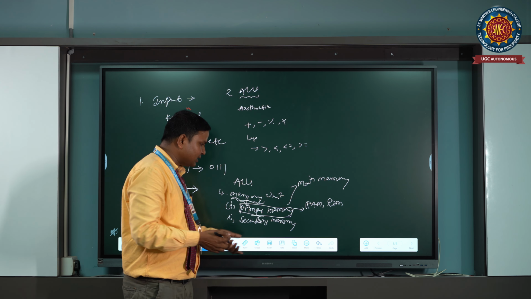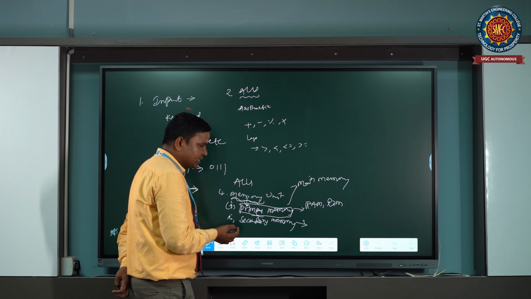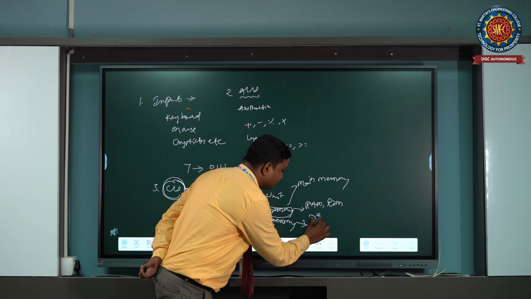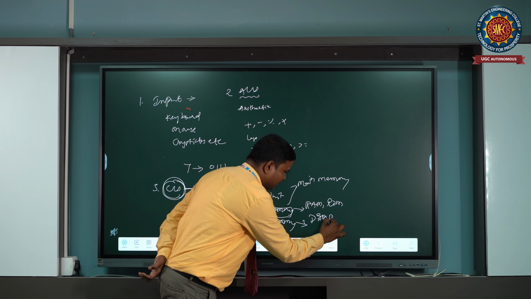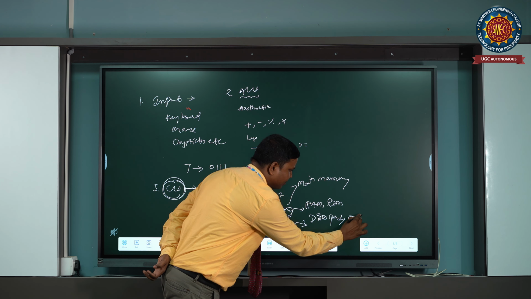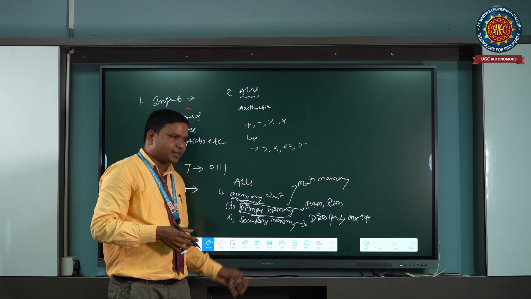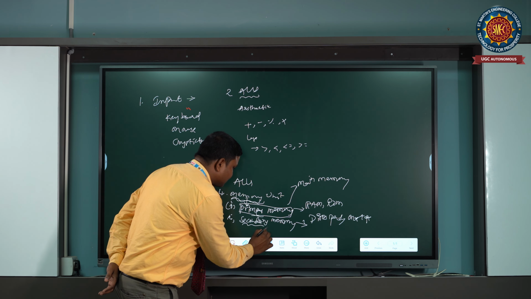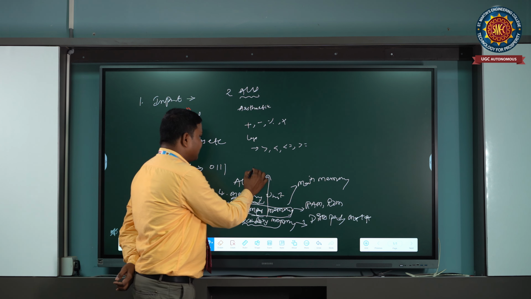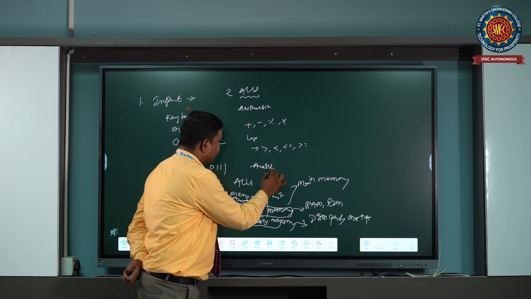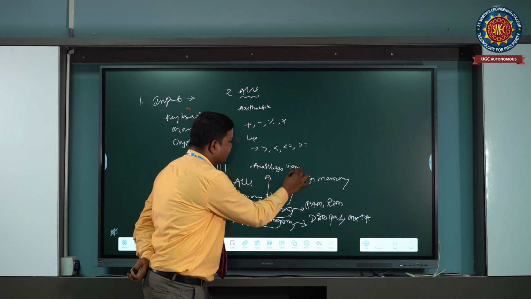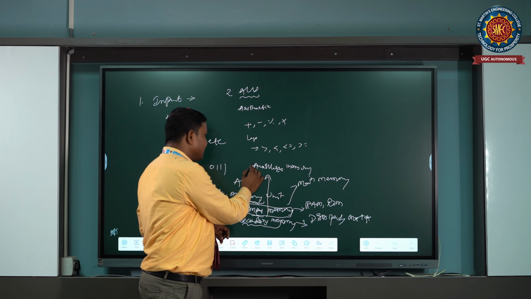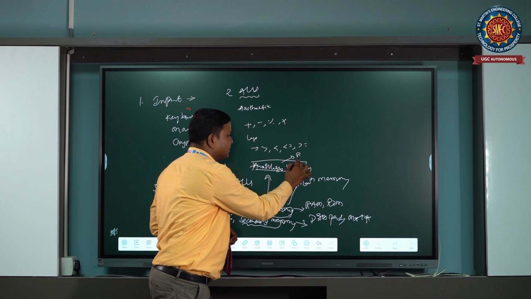While coming to the secondary storage devices, what are the examples? Hard disk, pen drive, magnetic disk and magnetic tape. These are the secondary storage devices. Another name for secondary storage device is auxiliary memory, and auxiliary memory is also called the backup storage device.